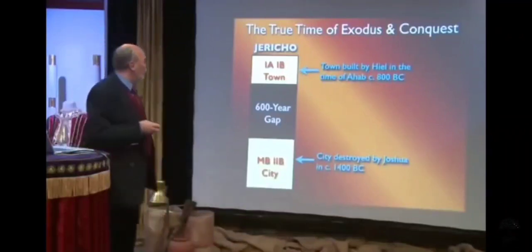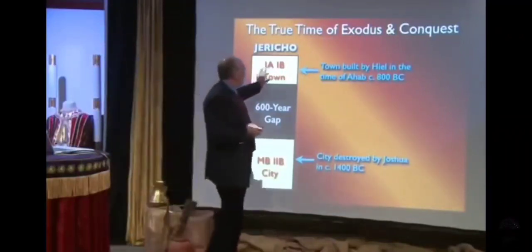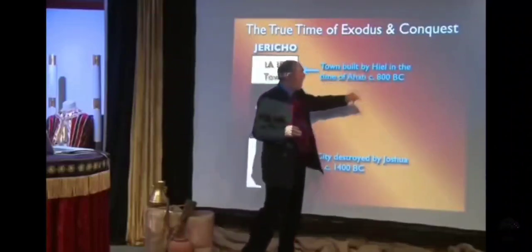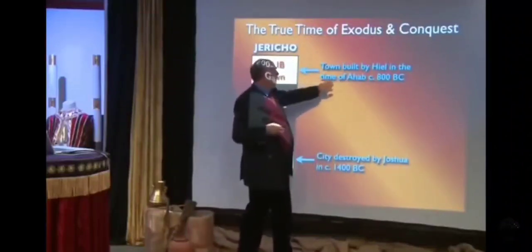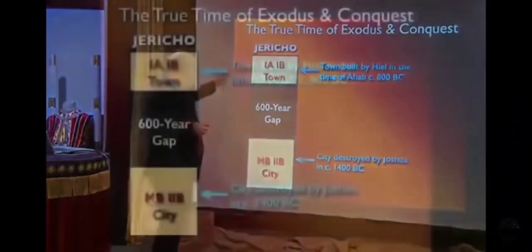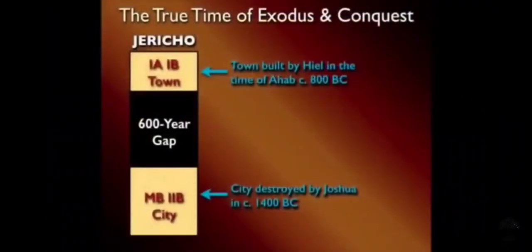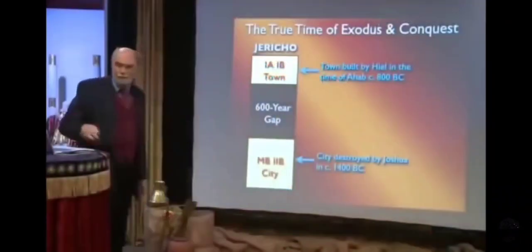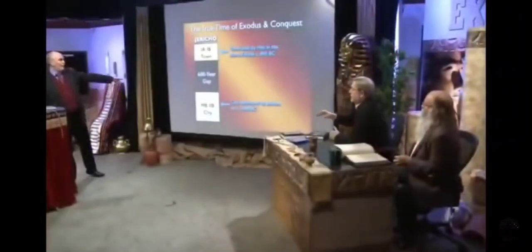So remember our chart. We have the Iron Age town built by Hiel on the body of his 2 sons in the time of Ahab, circa 800 BC. Then we have, going backwards, the 600-year gap at Jericho. Then we have the destruction of the Middle Bronze Age city, destroyed by Joshua. And Dave, what you're saying is that this Dudimose and the end of his kingdom and the second intermediate period, is right there. That is right at that spot. The second dark age hits in right at that spot.